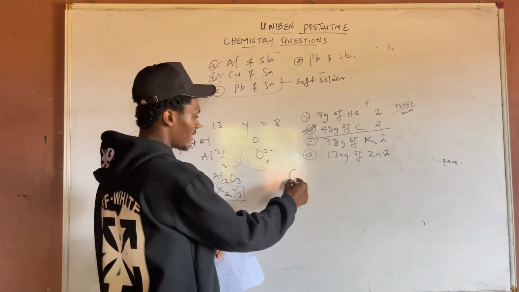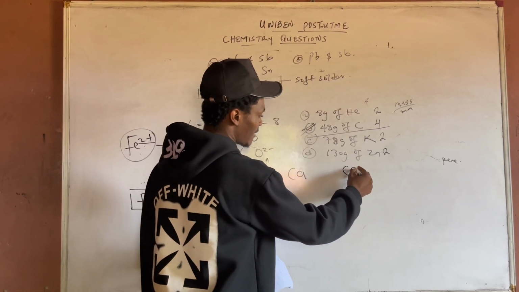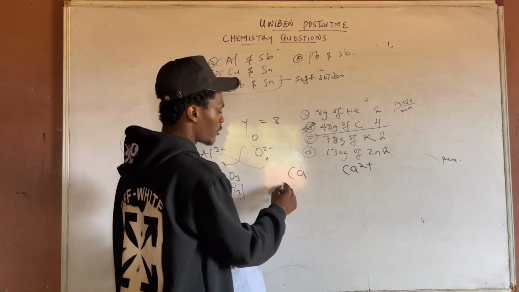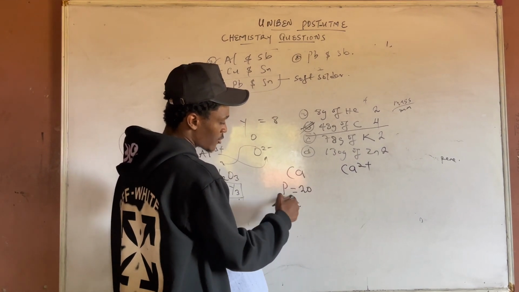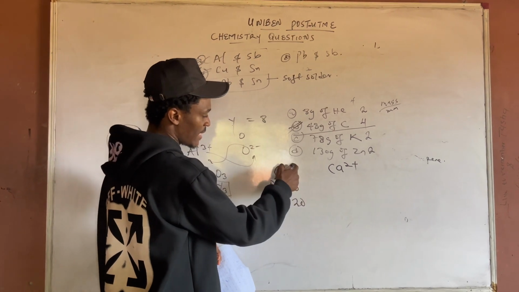Let's check it. Calcium atom and calcium ion. Proton number of calcium here is 20. Electron number of calcium here is also 20 because there are no charge.